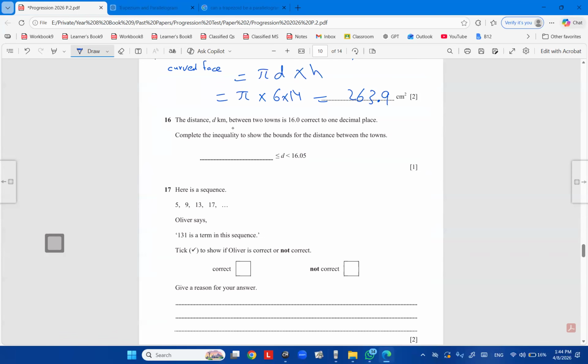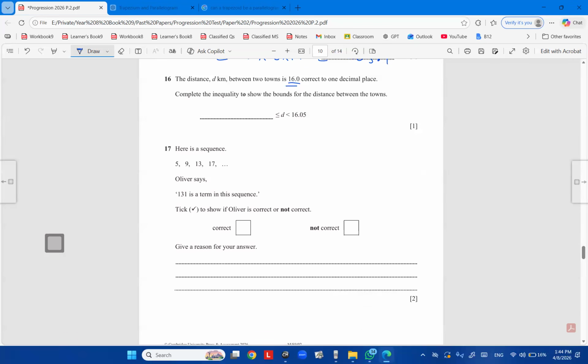The distance, d kilometers, between two towns is this. Correct it to 1 decimal place. To 1 decimal place, okay, they want you to complete the inequality. So finding the upper bound, you're going to find that I add 0.05, which is 16.05. Done. But for the lower bound, you need to minus 0.05. So minusing it from this is going to give you exactly 15.95.